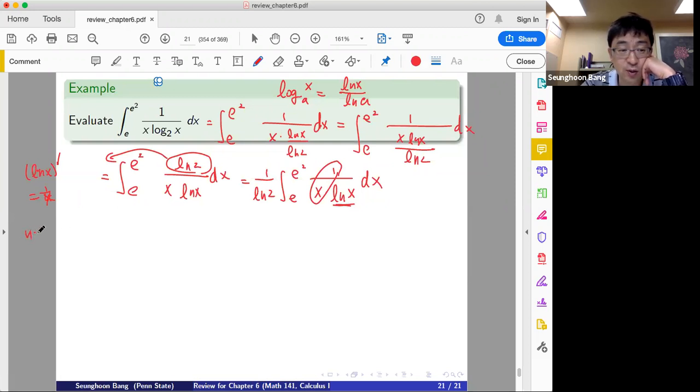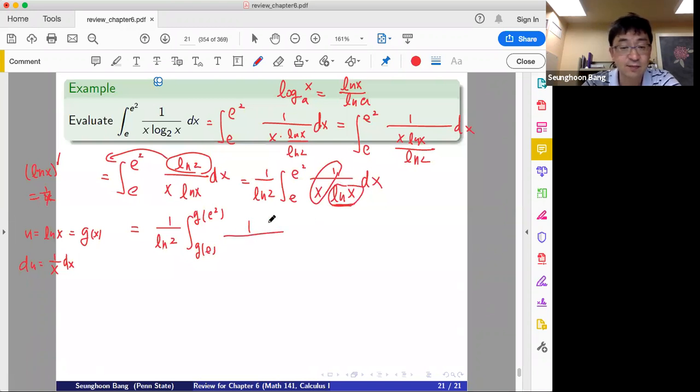So u equals ln of x. You can write this like g of x. The du is the derivative of ln of x, 1 over x dx. So you keep 1 over ln of 2, and the limits become g of e to g of e squared. Here 1 over ln of x is 1 over u, and the 1 over x dx is only du. Keep 1 over ln of 2.